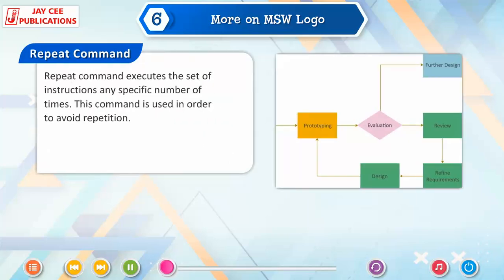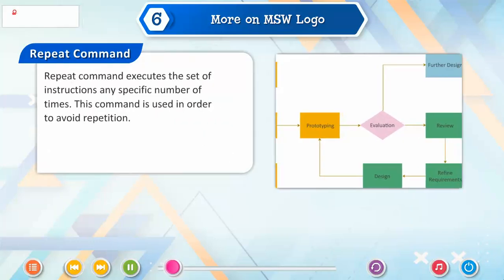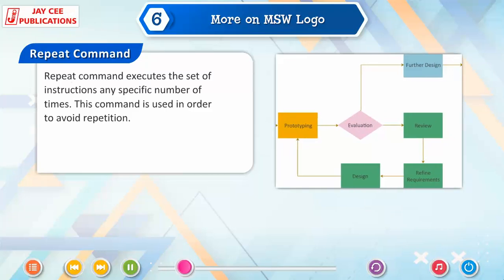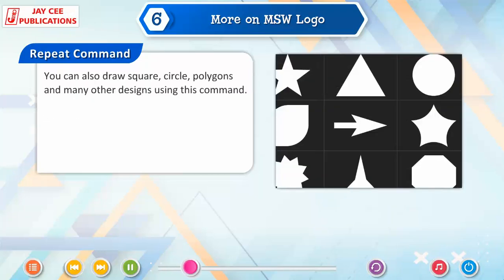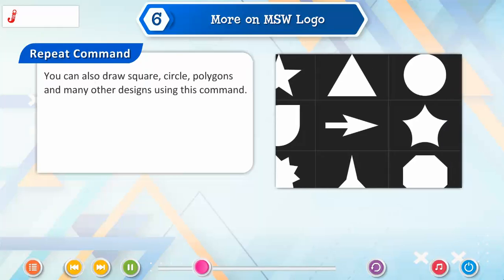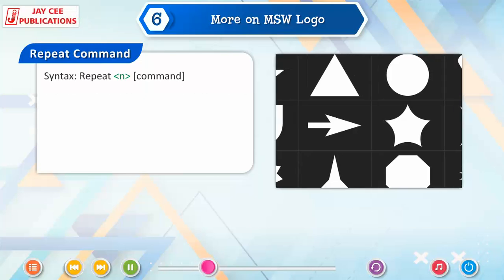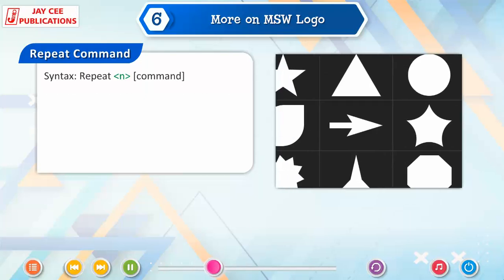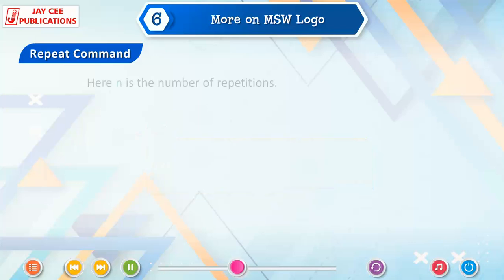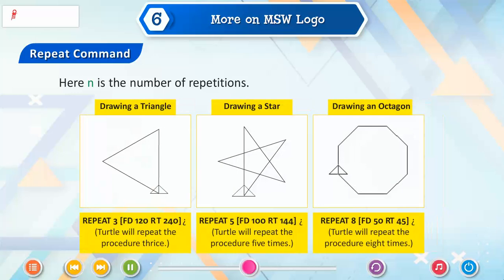Repeat command. Repeat command executes the set of instructions any specific number of times. This command is used in order to avoid repetition. You can also draw square, circle, polygons and many other designs using this command. Syntax: REPEAT n [command]. Note: number of repeats come first, with the commands to be repeated inside square brackets. Here n is the number of repetitions. Drawing a triangle.